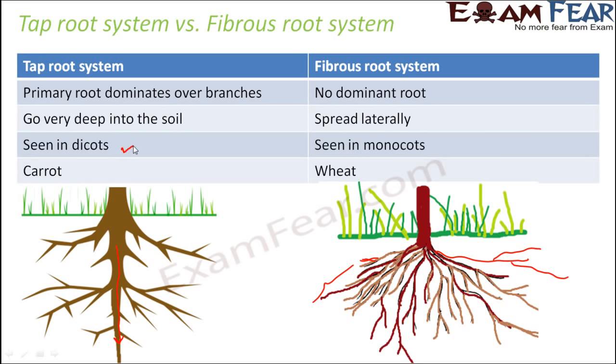Taproot system is seen in dicots, whereas fibrous root is seen in monocots. Some examples: taproot in case of carrots, whereas fibrous roots in case of wheat. So this is how we distinguish between taproot system and fibrous root system. With this we end our discussion on primary root system. So the first type of root system is done.